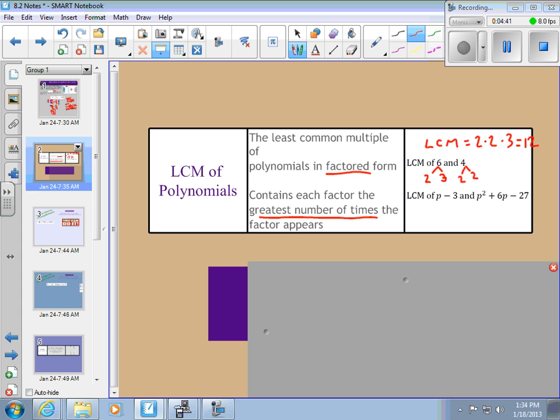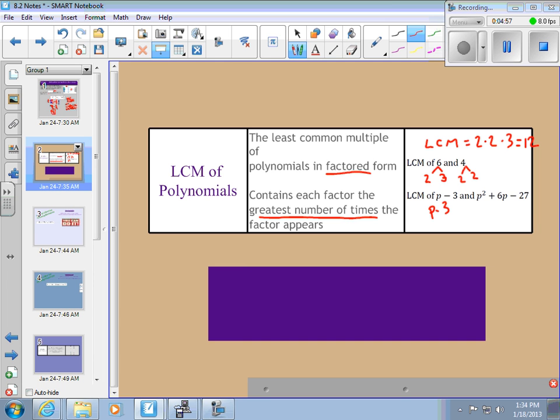Let's look at the next one. This one's a polynomial now. What's the least common multiple of p minus 3 and p squared plus 6p minus 27? Well, p minus 3, we can't really do anything with this, so that one we're kind of stuck on. But this other one, we can do something with that.